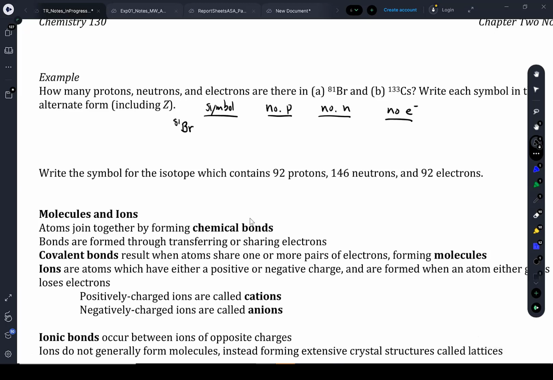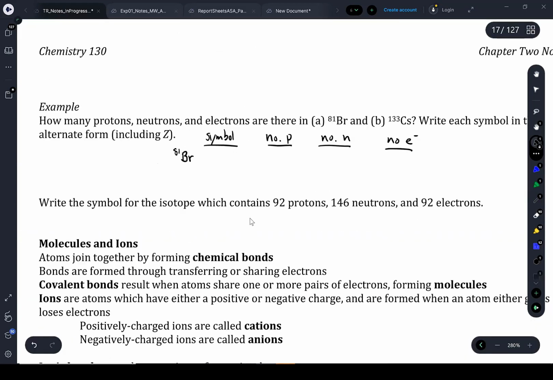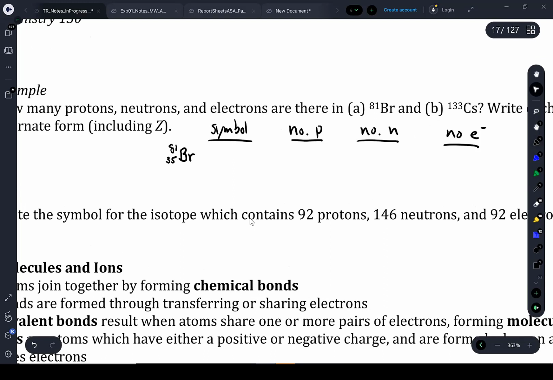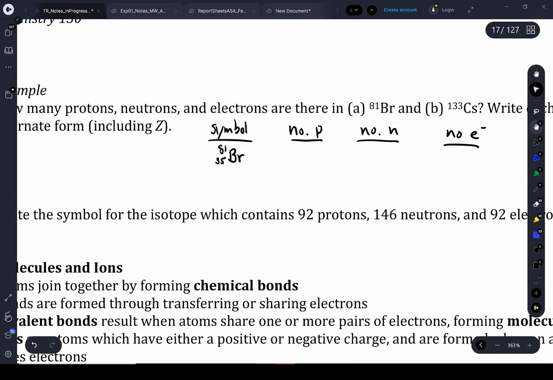How could I make that symbol even more helpful? I could also put in the atomic number. So what's the atomic number for bromine? Make sure you don't confuse it with barium. Bromine is 35, yeah. So if you're looking at the periodic table, it's 35. And that number is the same as the number of protons. I don't know why I wrote it over there. Oops. There we go. Sorry. So the number of protons is 35. Good.